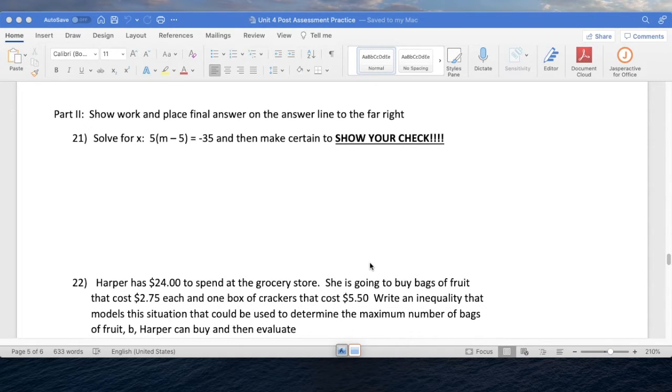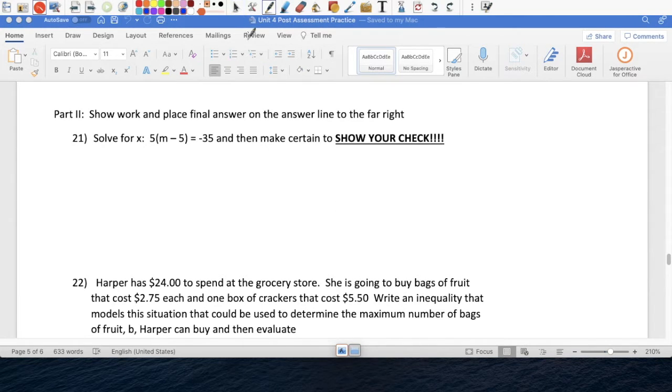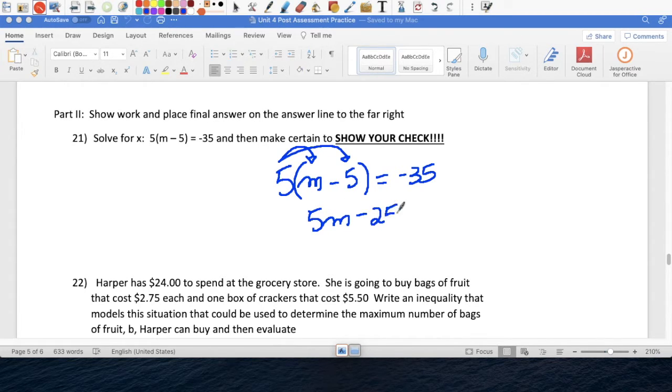Now, this one says, show your work, solve, and check. Okay, so we're going to do a little solve and check here. So we get 5m minus 5 equals negative 35. So let's do this first. 5 times m is 5m. 5 times negative 5 is negative 25 equals negative 35.